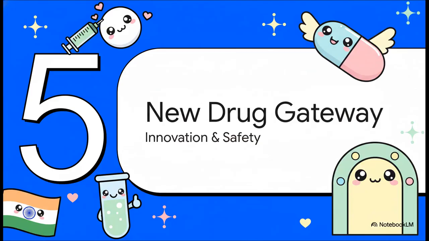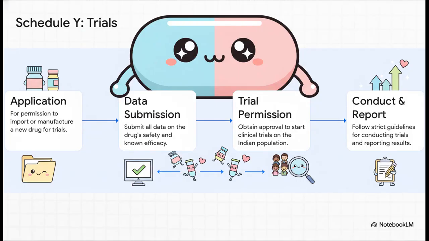Okay, finally, let's talk about innovation. I mean, how do new, potentially life-saving drugs actually get to patients in India? That whole process is managed by one very important schedule. This slide basically shows the tough journey that every new drug has to take, and it's all laid out in Schedule Y. Think of Schedule Y as the ultimate gatekeeper. Before any new medicine can hit the market, it has to go through this whole rigorous clinical trial process to prove, without a doubt, that it's safe and that it actually works for the people here.